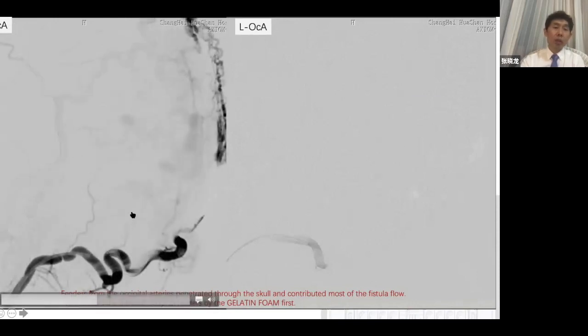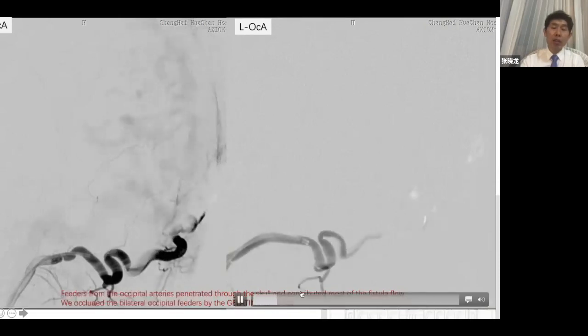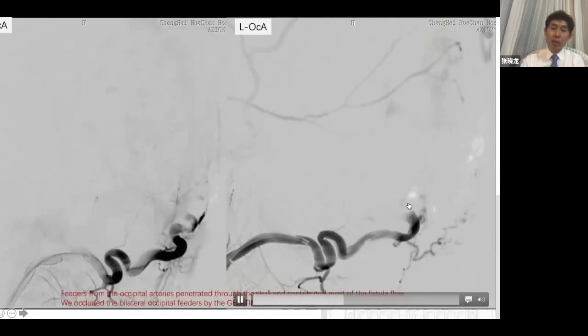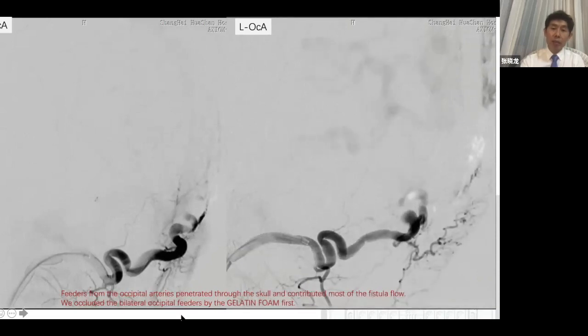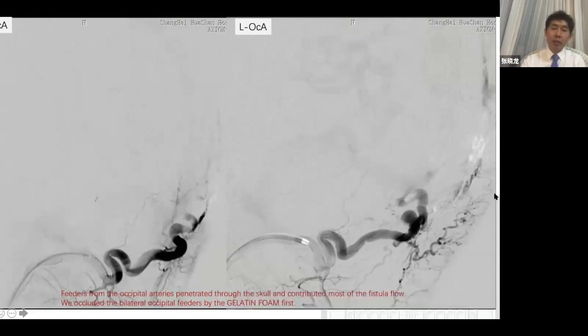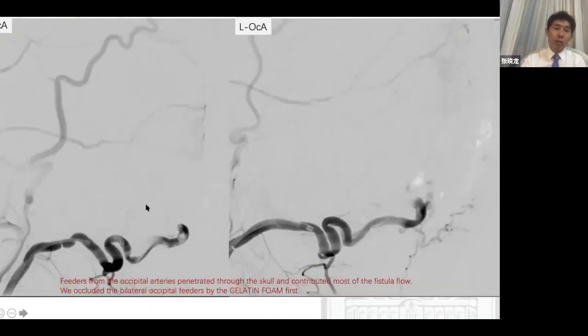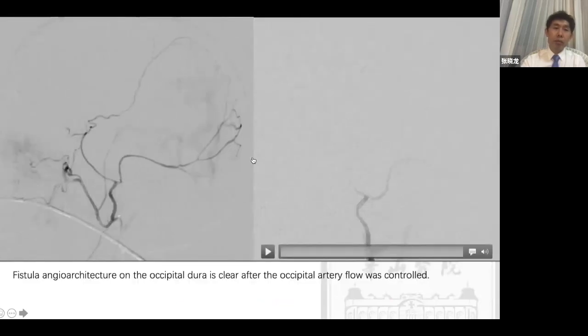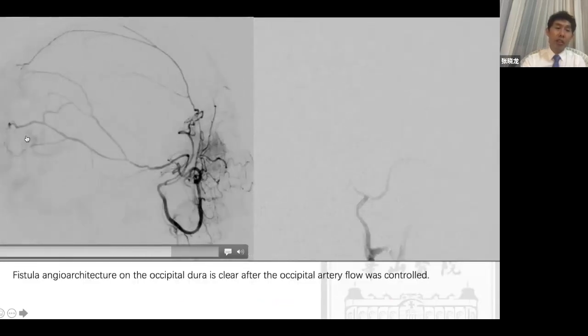First of all, we just occluded the bilateral occipital artery with the gelatin foam, because it's easy to do this, and it is transparent. We don't like to use the Onyx or coil to occlude this one. The purpose of occluding the bilateral occipital artery is to make the fistula much clearer.